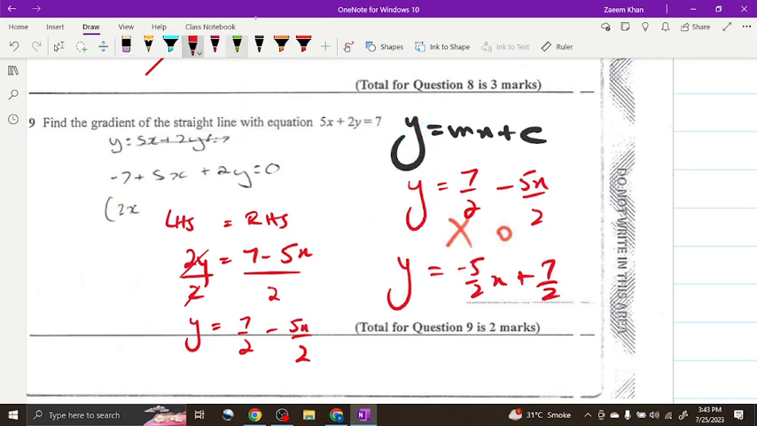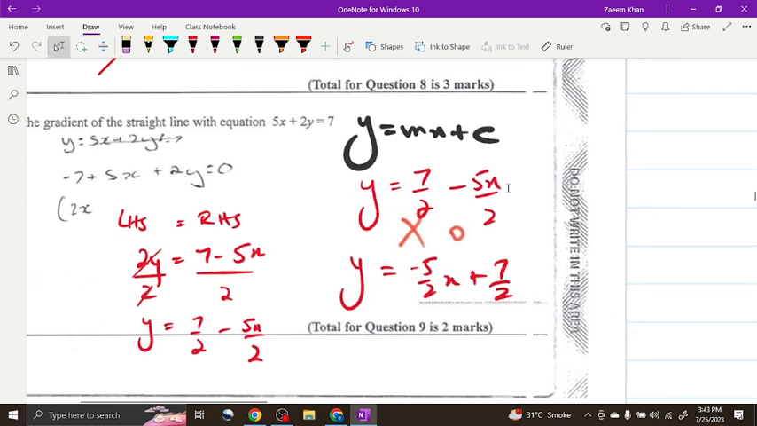Minus? You'll have to move your mic a little closer to your mouth. I can't hear you. Minus 5 over 2.